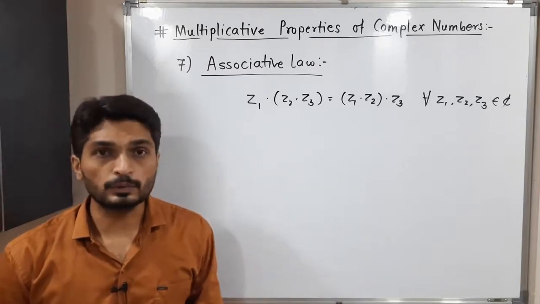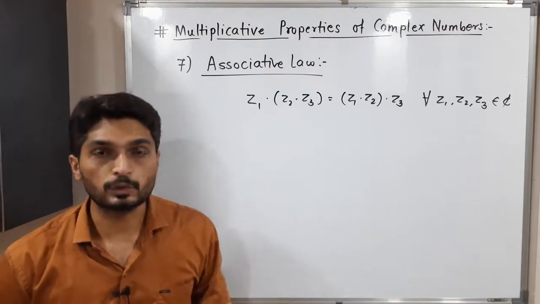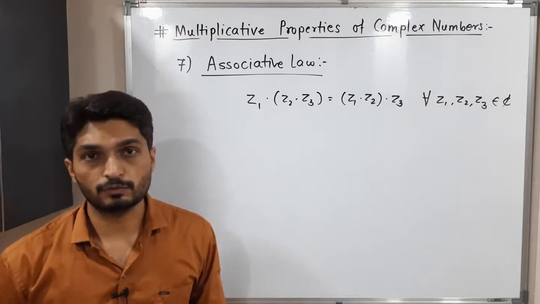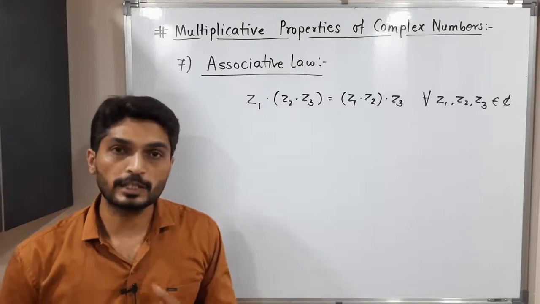You can easily prove it. Simply we have to follow the definition of complex multiplication and you can prove this one. So I am giving this as an exercise for you. Okay, so you have to prove that left hand side is equal to right hand side. So let us go further.